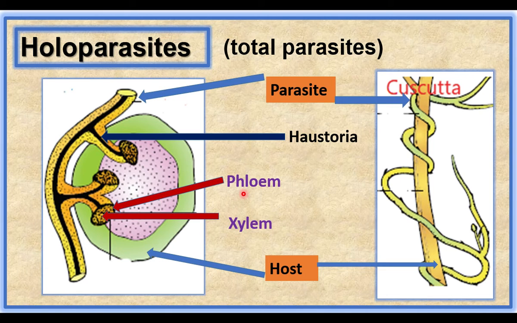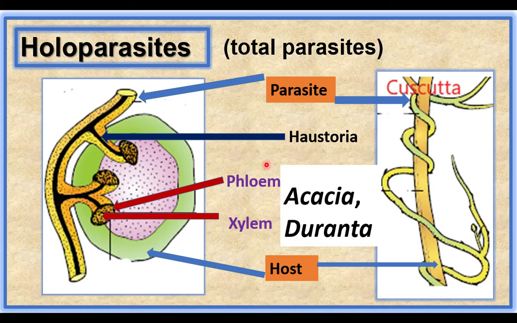So Cuscuta is a total parasite. Its haustoria penetrate into the phloem and xylem. Cuscuta has association with Acacia and Duranta plants.